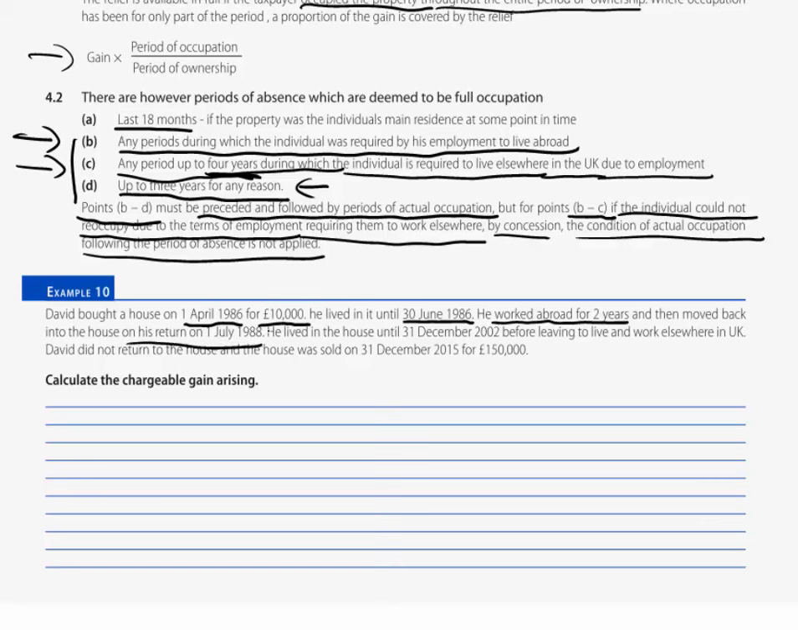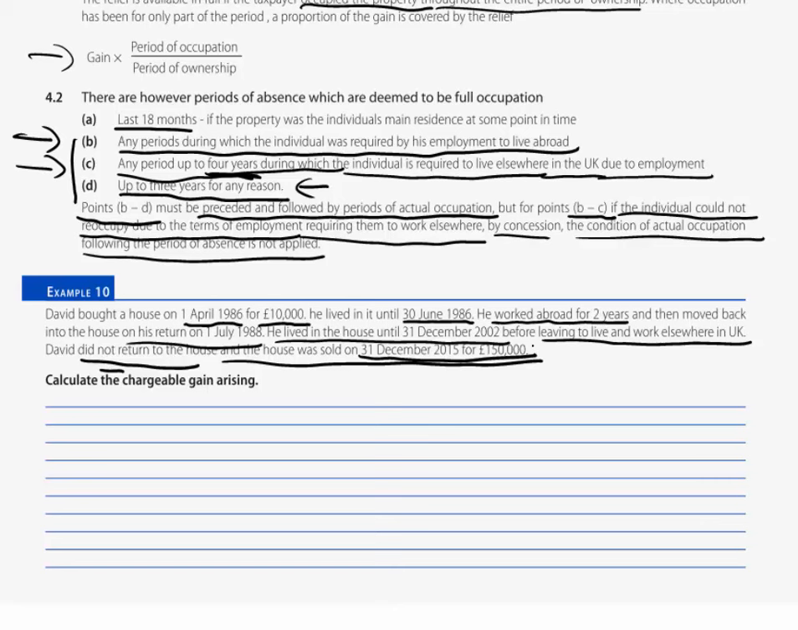So he's actually lived in it. We then get deemed occupation, working overseas, of course, is deemed occupation. And then he lived in the house until the 31st of December 2002. Actual occupation again. So far, so good. Before leaving to live and work elsewhere in the UK. Now, David did not return to the house, and the house was then sold on the 31st of December 15 for £150,000.